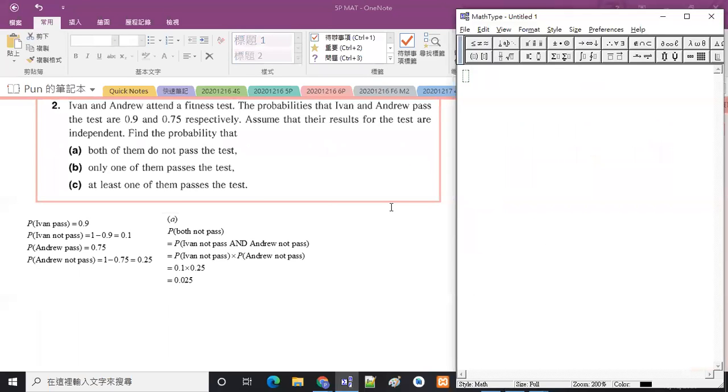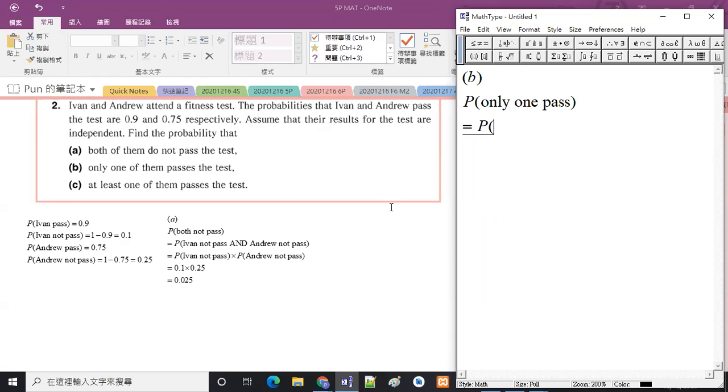Okay, and then part B. If you do more questions, you will find that they keep asking these kinds of things. P(only one pass). The question did not specify which one passes, so we need to consider different cases. The only one can be Ivan, or it can be Andrew. So there will be two different cases.